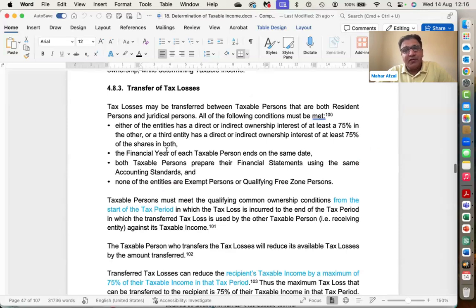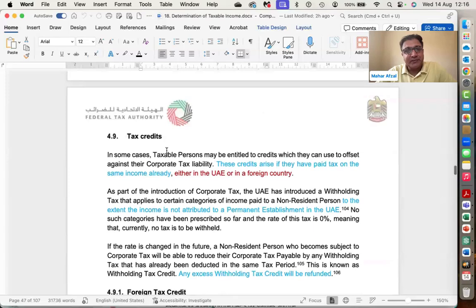You can transfer the losses, because if there is common ownership of minimum 75%, and there are a lot of other conditions, like they are juridical persons, same financial year, same accounting period, none of them is exempt, and none of them is a qualifying free zone person, then one business can transfer its tax losses to another business. These losses can be transferred maximum up to 75% of the taxable income of the taxable person to whom the losses are being transferred. It cannot be transferred more than this. We will see the application.